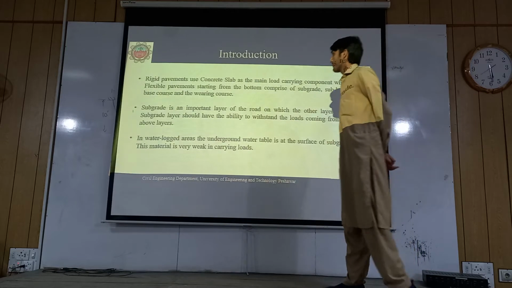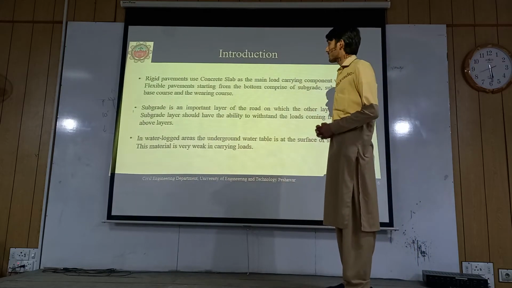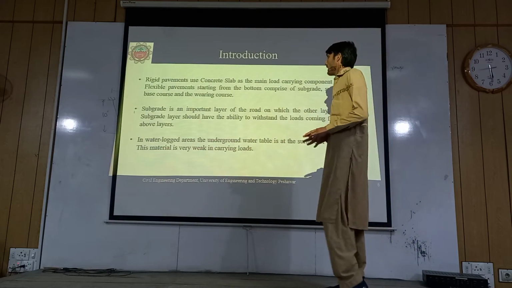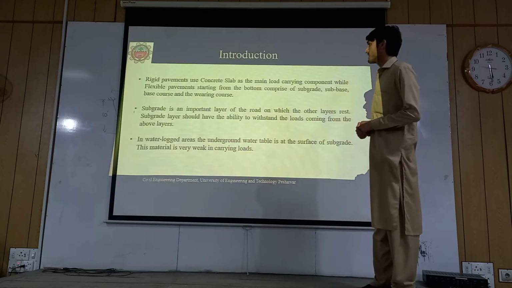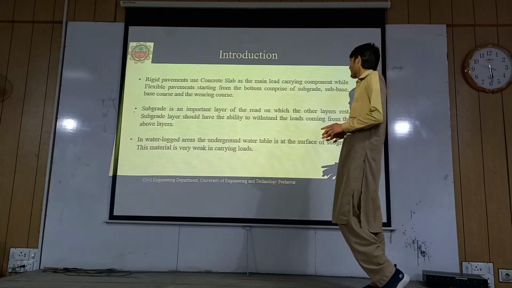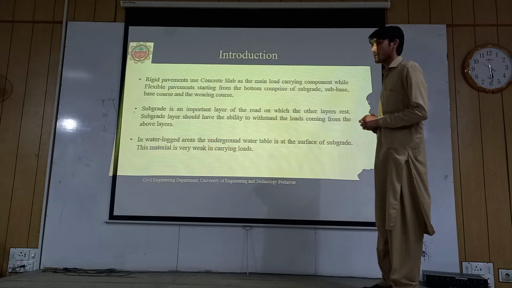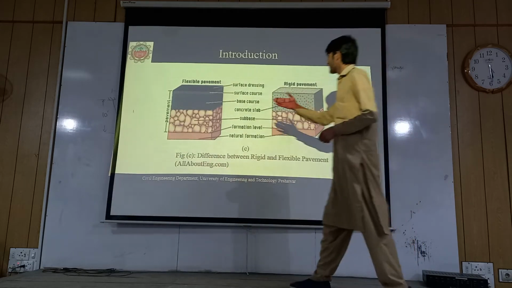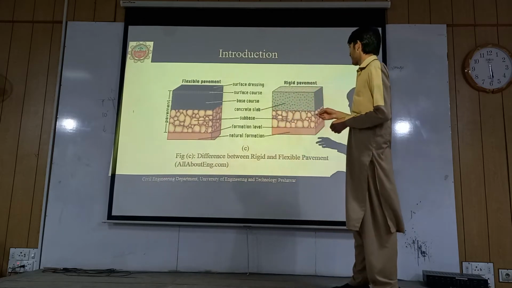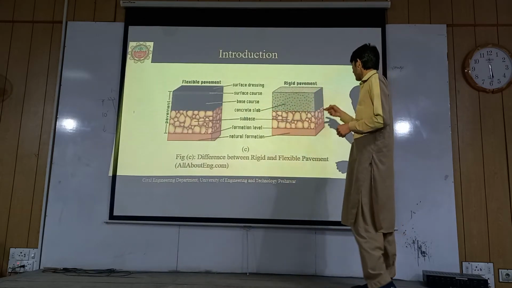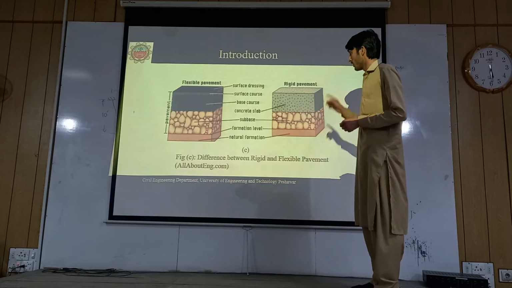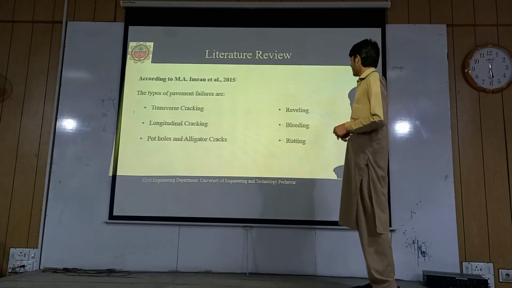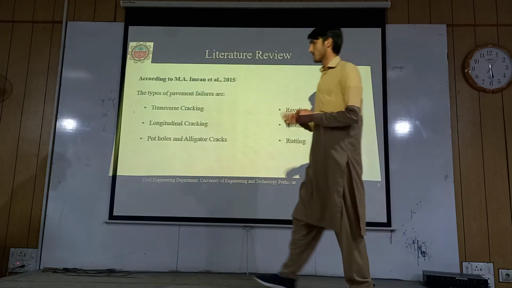We have two types of pavement. One is the rigid pavement, and the other is the flexible pavement. The rigid pavement uses a concrete slab as the main load carrying component, while the flexible pavement has several layers. These are the flexible pavements, and this one is the rigid pavement. We have two layers of the pavement: one is the subgrade, and the other is the subbase. Now I invite Jafar.